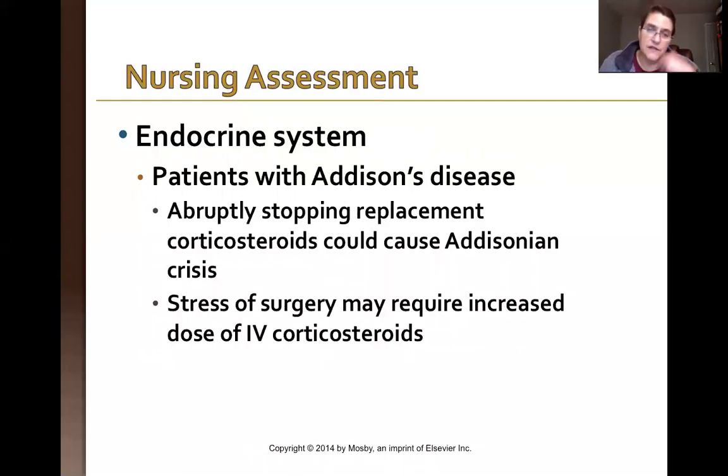Patients with Addison's disease. We don't want to abruptly stop the replacement corticosteroids, because this could also cause an Addisonian crisis. The stress of surgery may actually require an increased dose of IV corticosteroids. So again, this information needs to go to the anesthesiologist and the primary or the surgeon, and they will need to make the call of what happens with these patients' drugs.